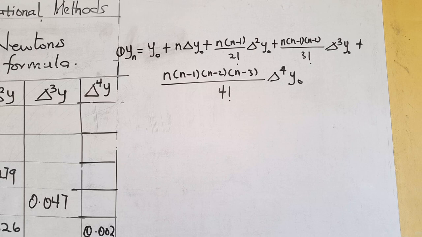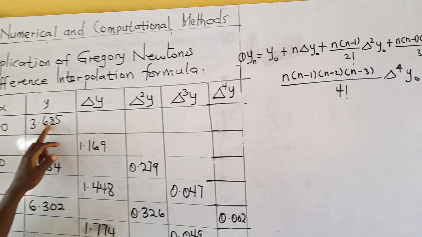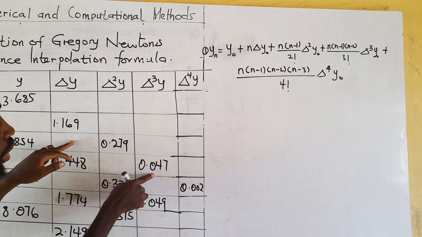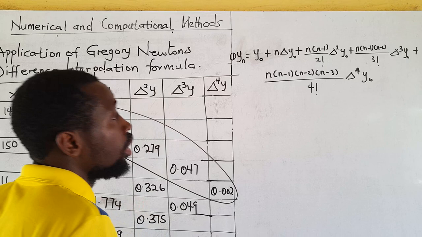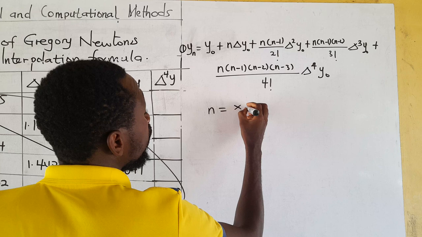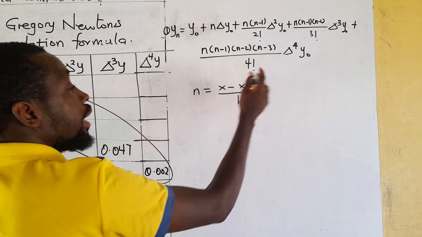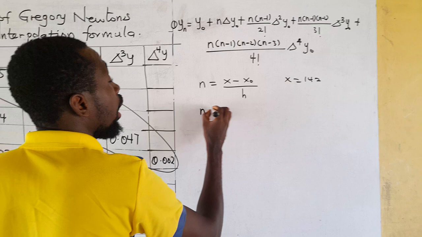So now we know that our y naught is the value here. Our delta y naught is this. Delta squared y naught. Delta cube y naught. And delta fourth y naught. So we are going to use these values for the forward difference. I hope you get that. Now, what will be our n? Remember, I told you our n is given by x minus x naught all over h. So when x is 142, our x is the 142 there.